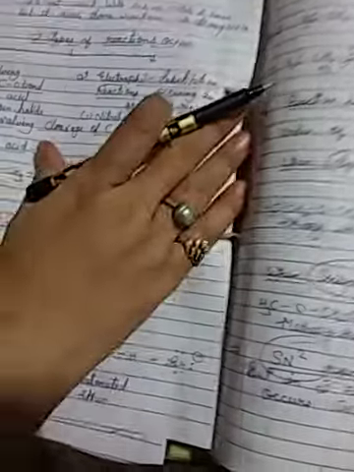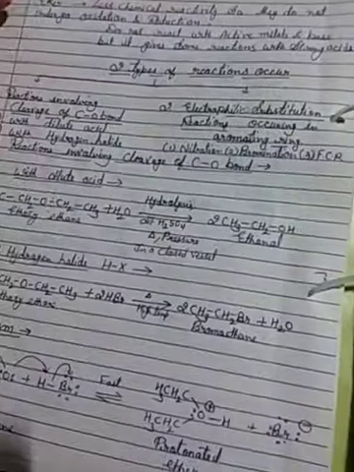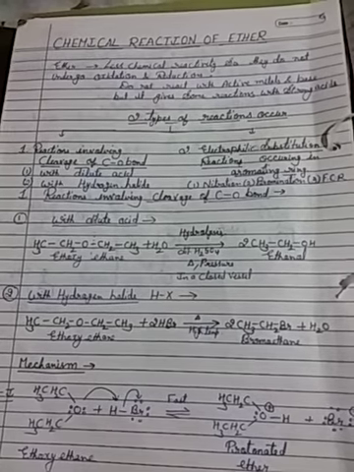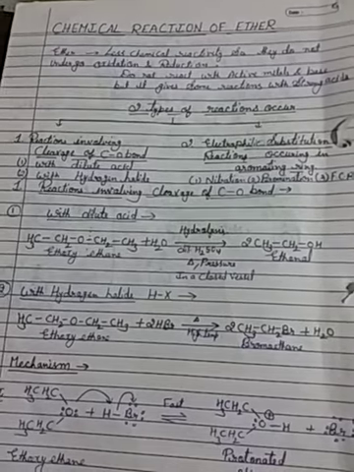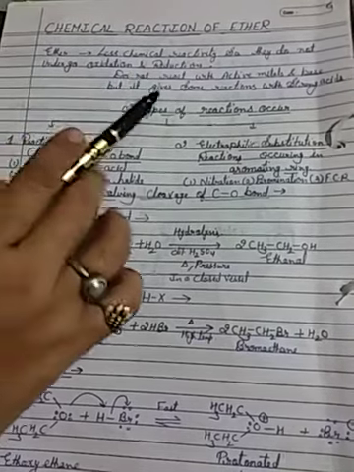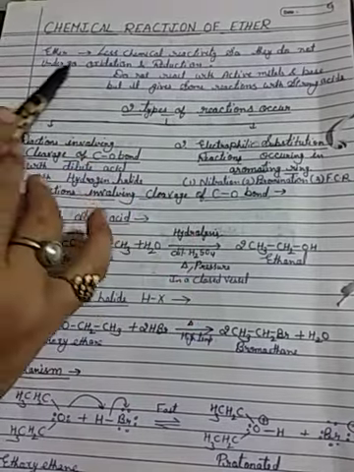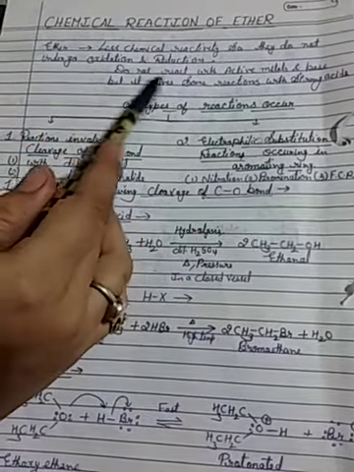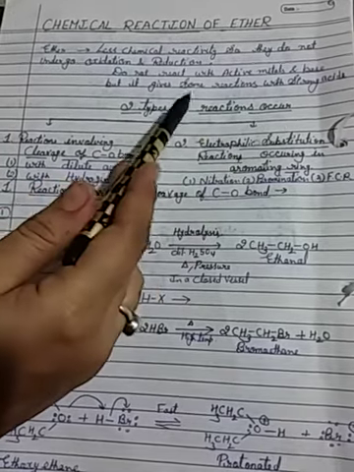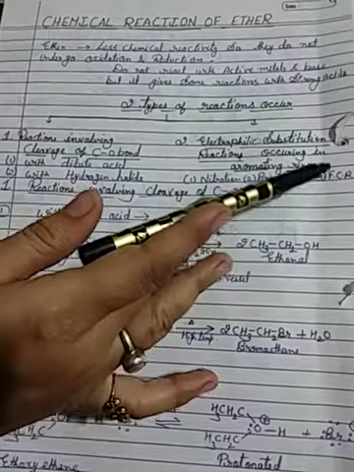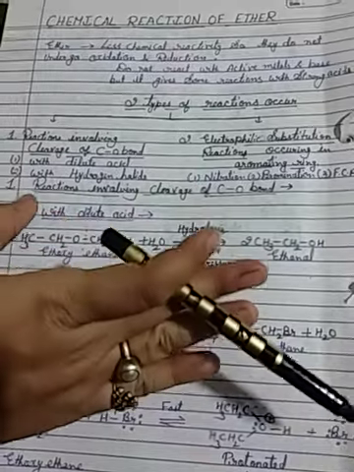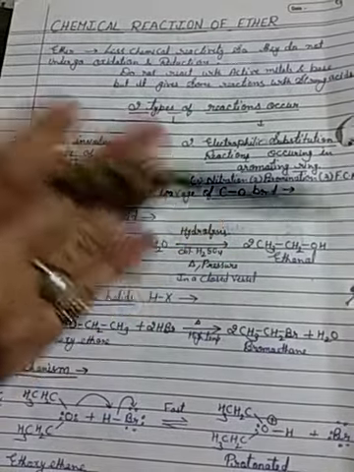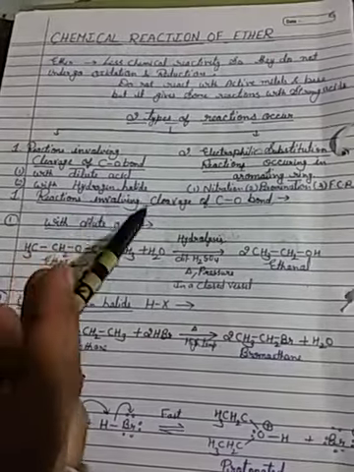Next topic is chemical reactions of ether; that means, ether reacts with which compounds. First, ether has low chemical reactivity, because it does not undergo oxidation and reduction, and does not react with active metals and bases, but it gives some reactions with strong acids.